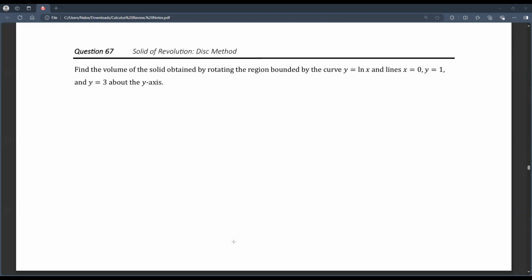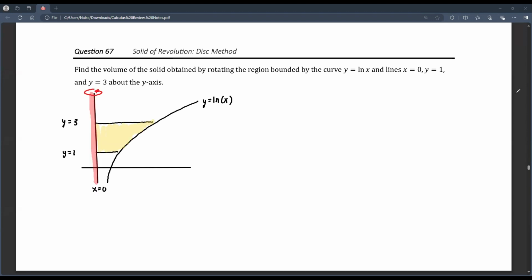Let's try out question 67, which uses the disk method. Since this question contains a rotation about the y-axis, we will need to perform the integration with respect to the y variable. This is because the circular cross-sections that result from the rotation actually lie perpendicular to the y-axis.